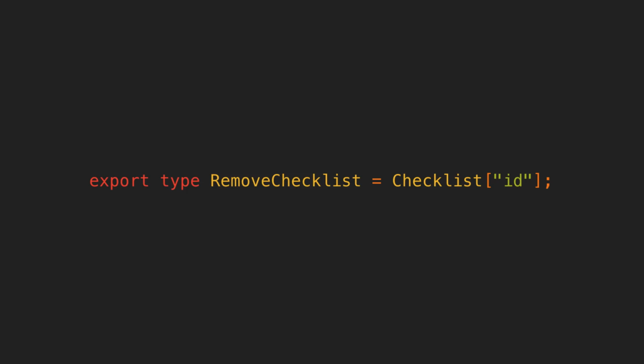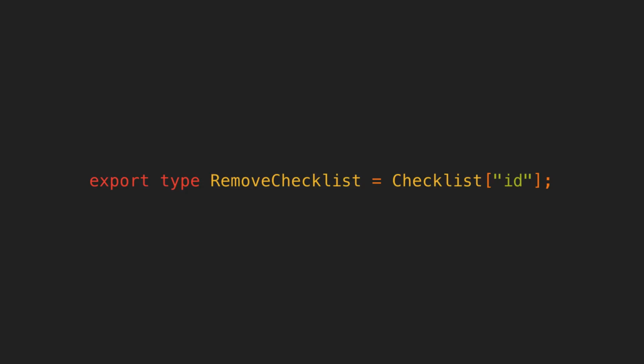This next one is supposedly called a lookup type. I only know the name of it because I asked ChatGPT. It is similar to the utility types we just looked at, but there is an important difference. For example, in this case, I am creating a new type that has the type of whatever the ID type is within the checklist type.